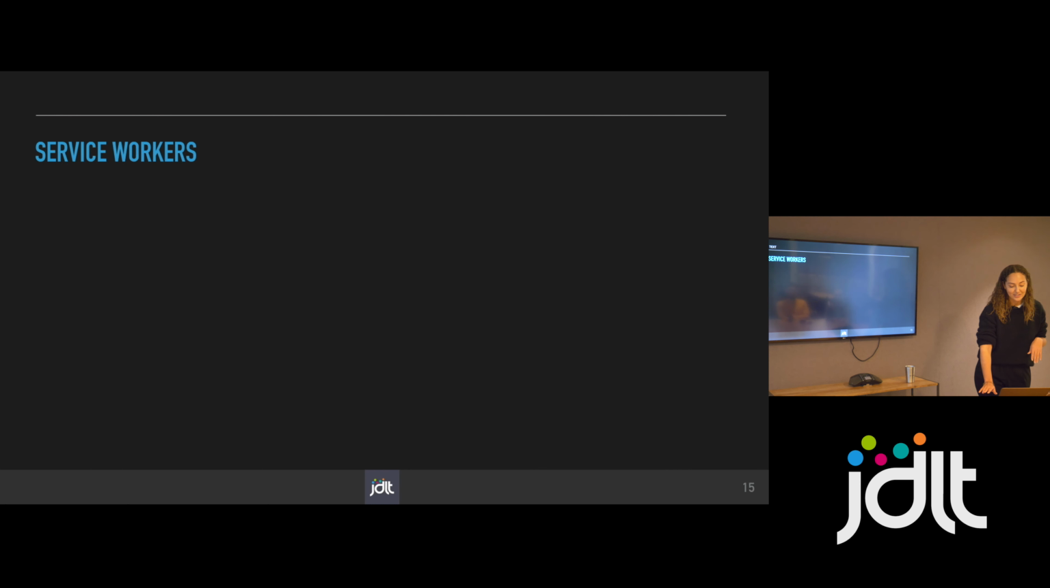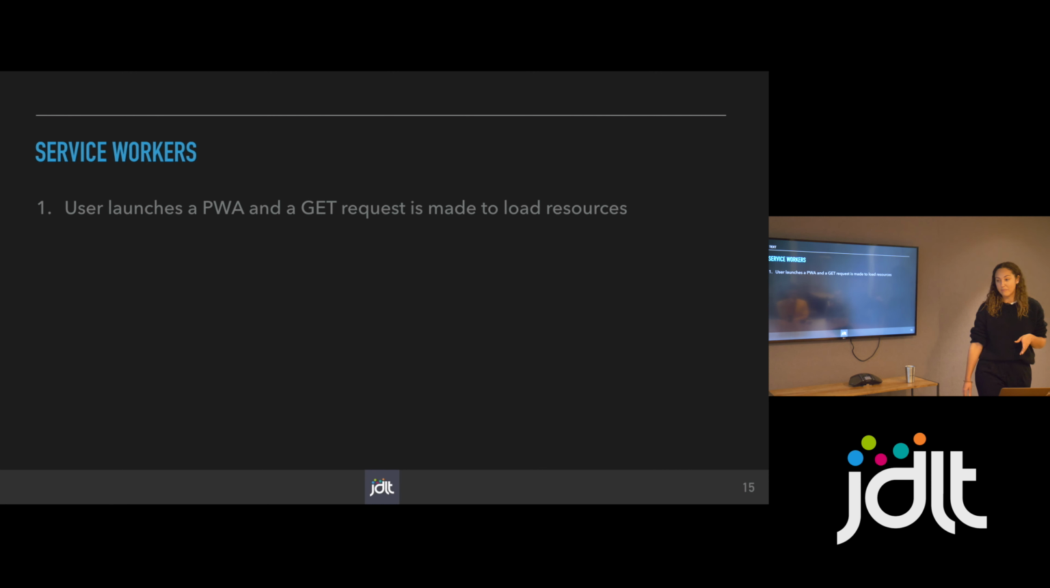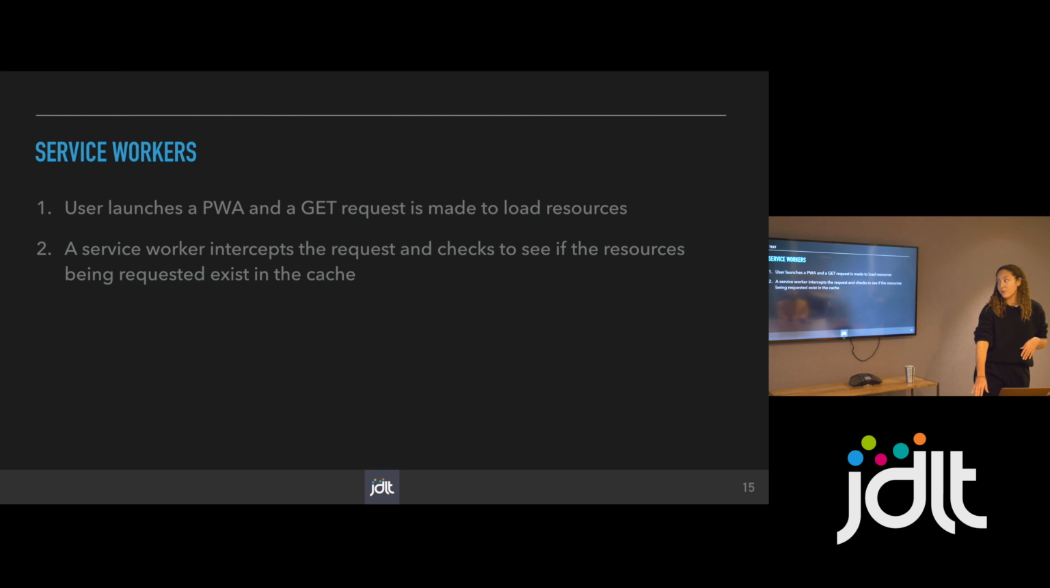And when I was writing this, I thought it still isn't that clear what a service worker is and how it works. So I've done a quick example of how a service worker might respond to a fetch event. The user launches your progressive web app and a GET request is made to load resources. The service worker then intercepts the request and can check to see if whatever you're requesting is already in the cache.